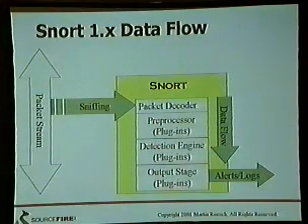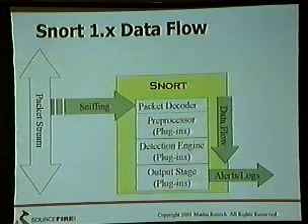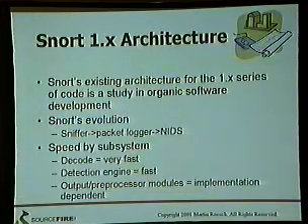So this is the data flow through Snort right now. We sniff packets off the wire. They go through the decoder, hit the preprocessor, then go into the detection engine, and if there is an event somewhere down this chain, it all goes out through the output stage. It's pretty decent architecture. It gets the job done.